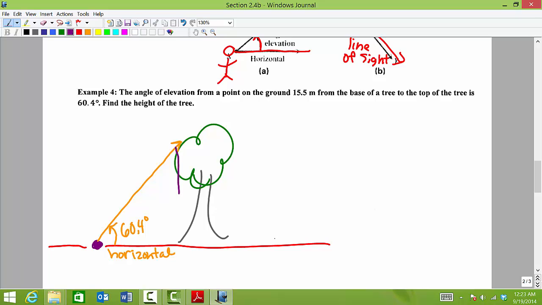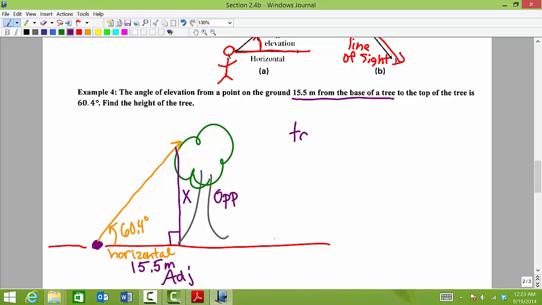So what we want to know is the height of our tree, and since we don't know that, we'll call that x, and we have this right triangle that we have formed. It says the point on the ground is 15.5 meters from the base of the tree, so we also have that information. So we have a right triangle, we know one angle, we know one side, and we want to solve for x. We know the adjacent side to the angle, and we want to find the opposite side.